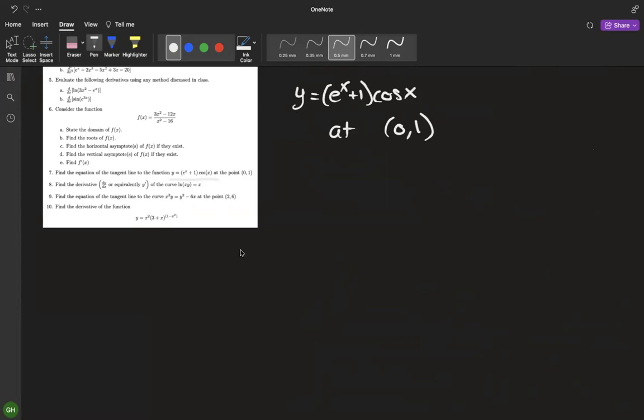All right, so equation of the tangent line, we need 2 things. We need a point and we need a slope. We got a point, and then the slope of the tangent line, we should think of that as the derivative. That should be second nature to us, that the derivative is the slope of the tangent line. So the derivative of this function is product rule, right? Because I have e to the x plus 1 times cosine of x. So it's going to be the derivative of one of them times the other plus the derivative of the other times the 1.